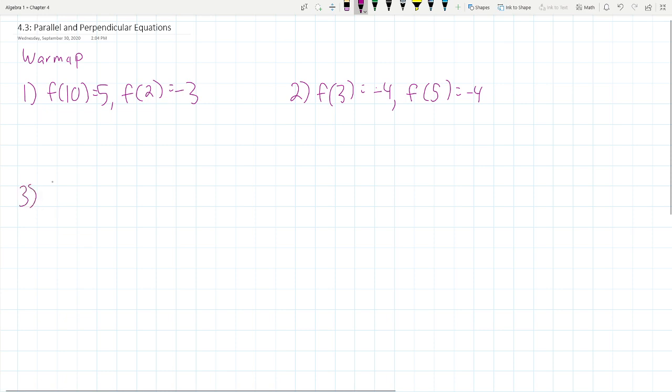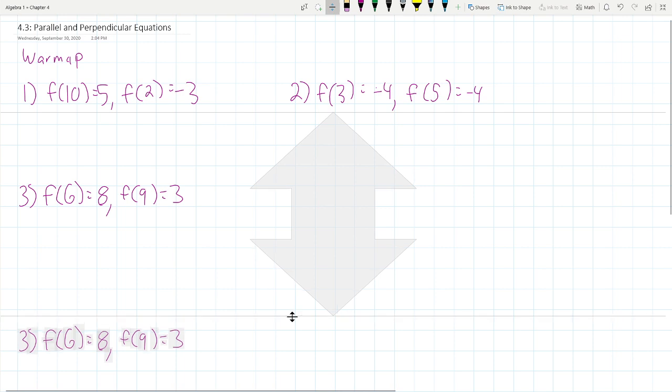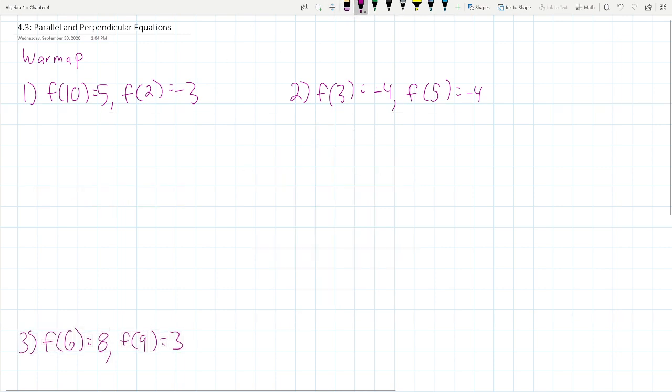Our third one, this way you can see it on the screen, we'll be able to move this down a little bit. F of 6 equals 8. And f of 9 is 3. So if you haven't done this yet, go ahead and take a pause and see if you can do these on your own. We are going to continue though.